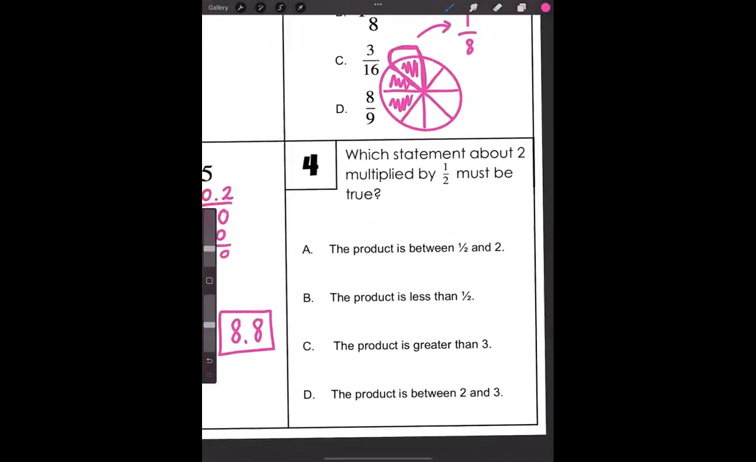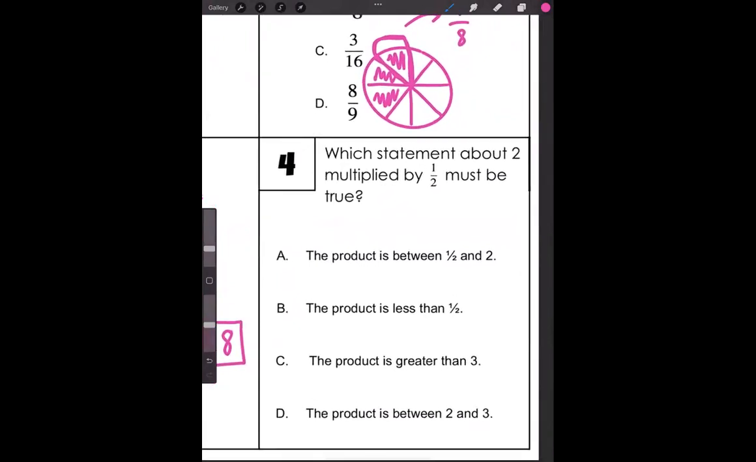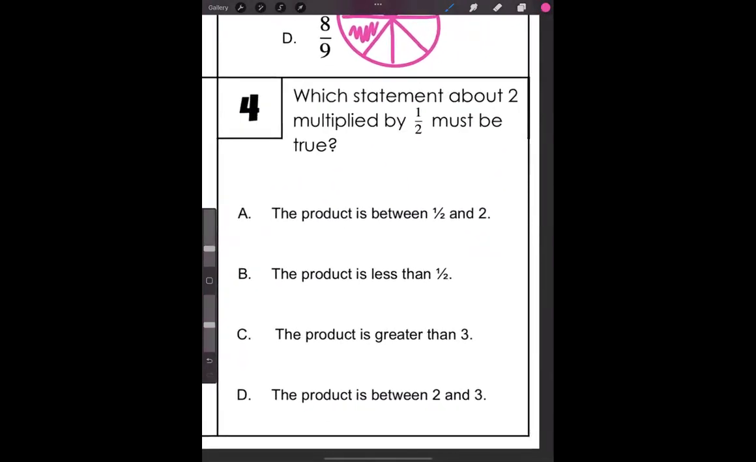Okay, question number 4. Which statement about 2 multiplied by 1/2 must be true? So instead of looking at our answers and just guessing, it's talking about multiplying 2 times 1/2. We can do that. So we just put a 1 under the 2, so it's 2 over 1 times 1/2. That gives me 2 over 2. And 2 divided by 2, or 2 out of 2, is just 1 whole.